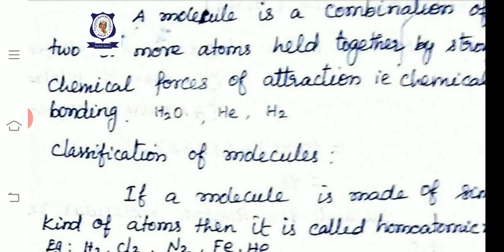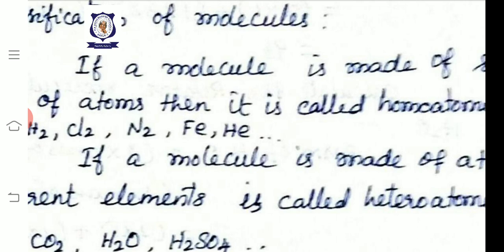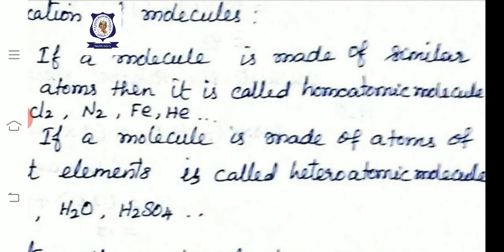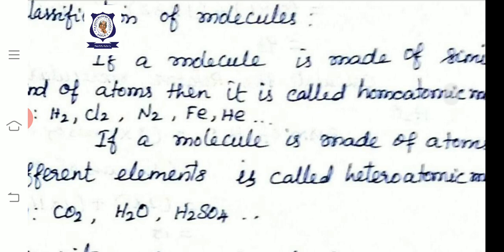See, we can classify molecules according to their combination. What are the combinations? If a molecule is made up of similar atoms, then it is called a homoatomic molecule. We say homo means same. For example, chlorine, nitrogen, hydrogen, helium, etc.